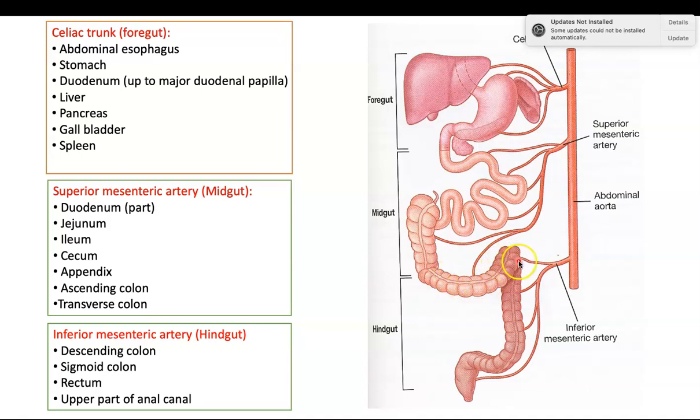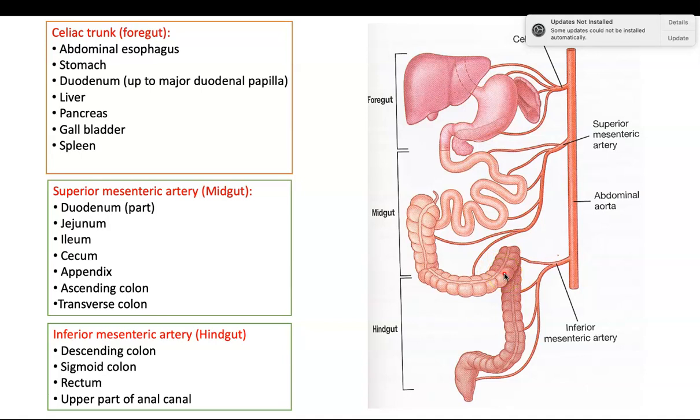In this particular text, Gray's Anatomy, they say the proximal two-thirds of the transverse colon is the territory covered by the superior mesenteric artery, and the distal one-third is the territory covered by the inferior mesenteric artery, and that also marks the junction between the midgut and hindgut.